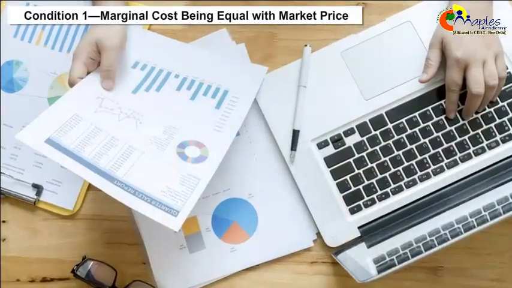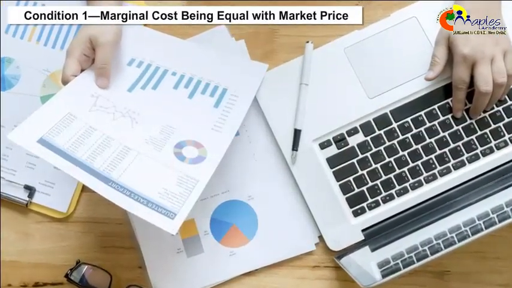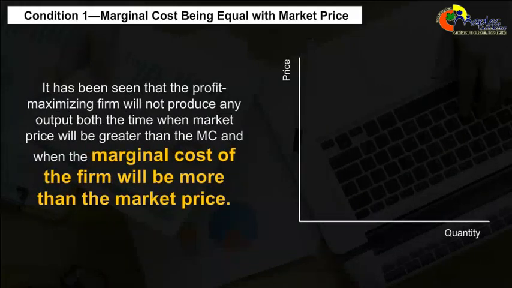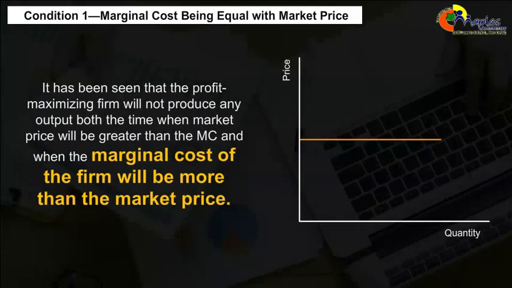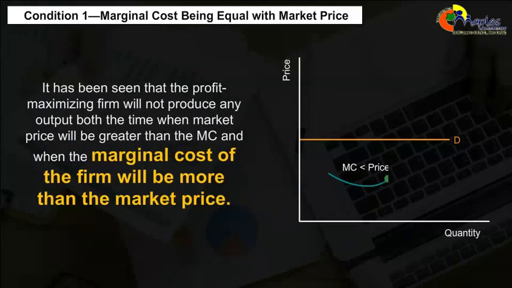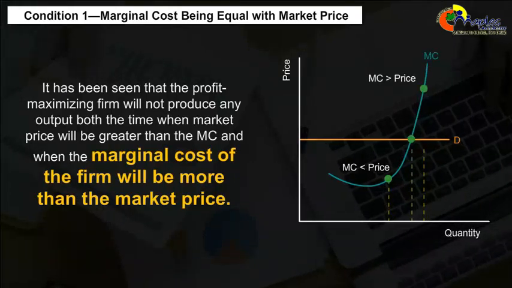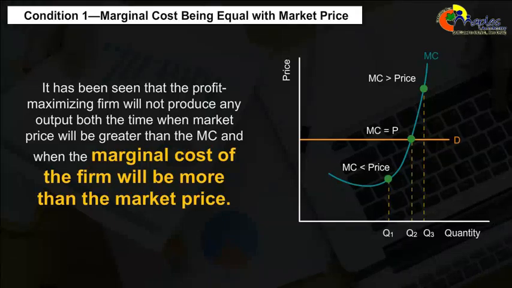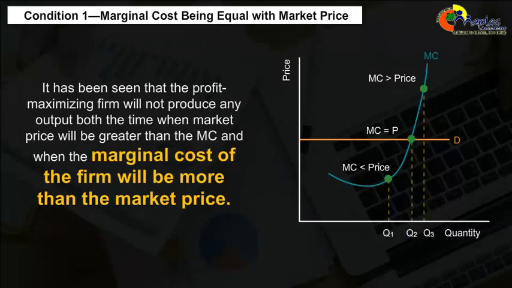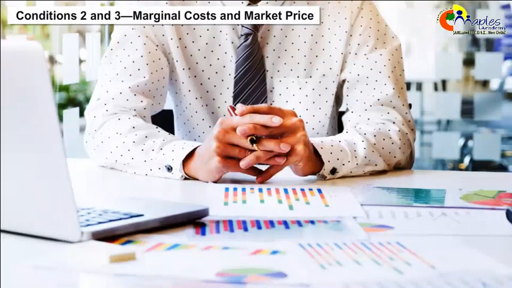Condition 1. Marginal cost being equal to market price. It has been seen that the profit maximizing firm will not produce any output both when the market price is greater than the MC and when the marginal cost of the firm is more than the market price.